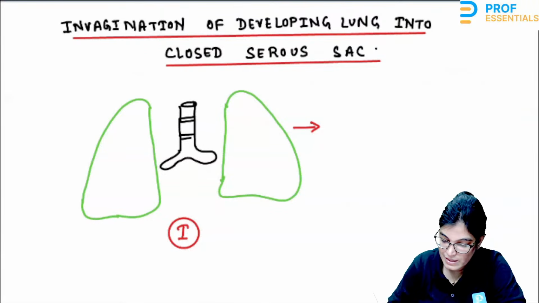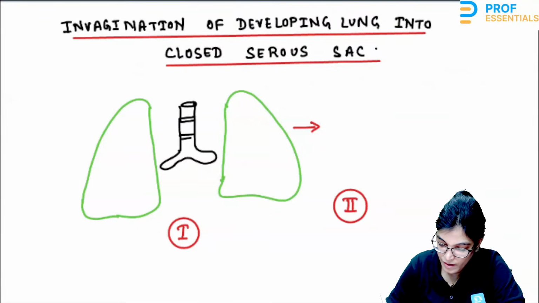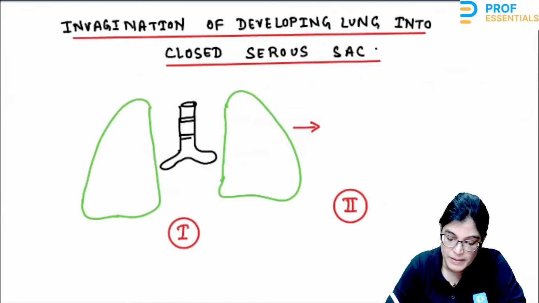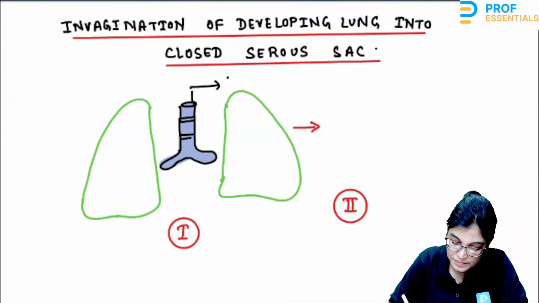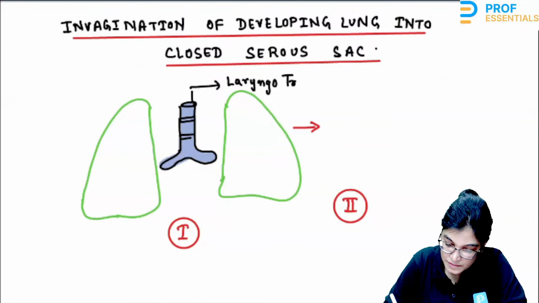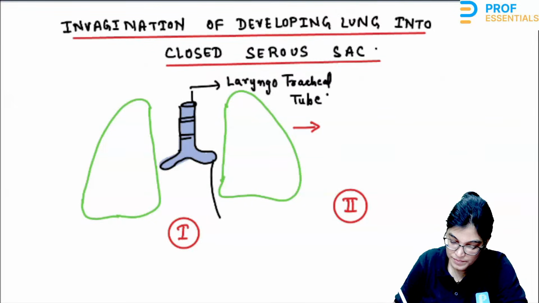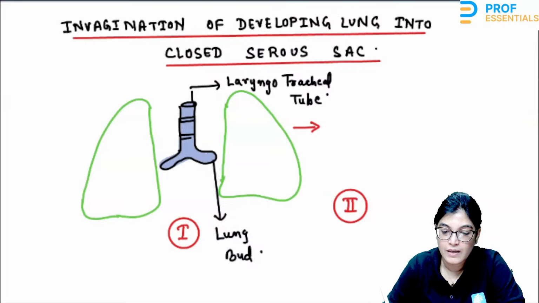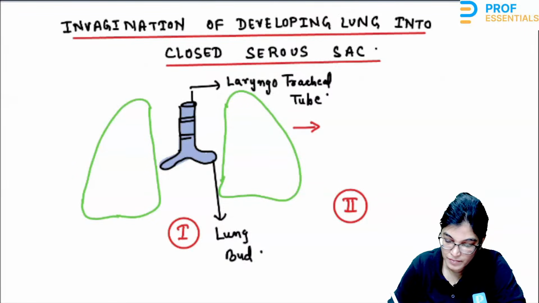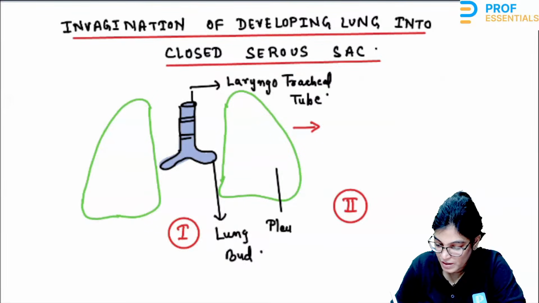Then I will also talk about the second stage. So this structure is the laryngotracheal tube. This is the lung bud, and this is the pleural sac. This is the pleural sac.